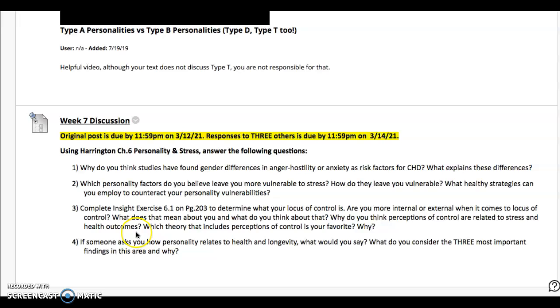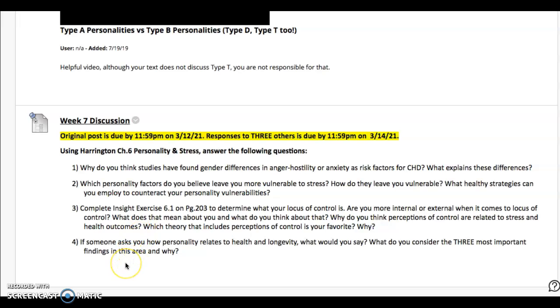I think you can answer a lot there because you've seen the video. We've been talking about this issue of control and how it relates to stress. And then which theory that includes perceptions of control is your favorite? So there's different theories about how important control is. Which one do you tend to favor?